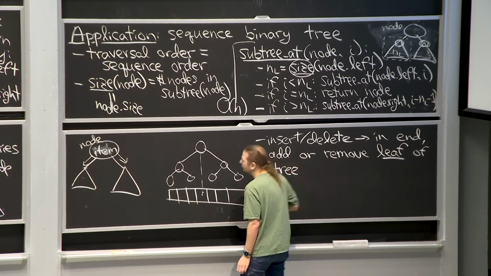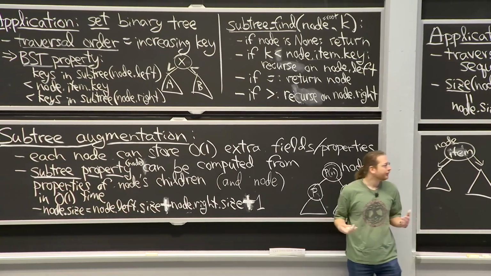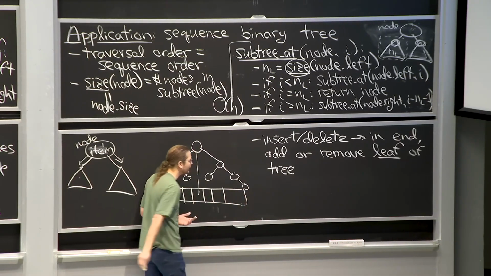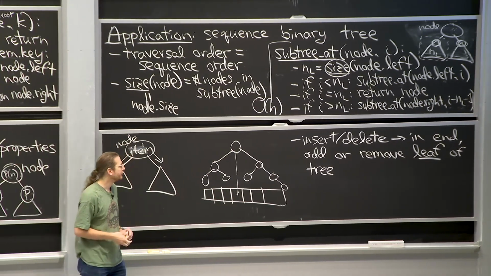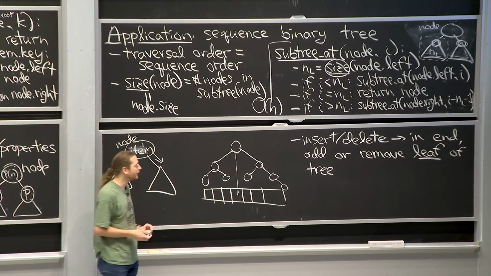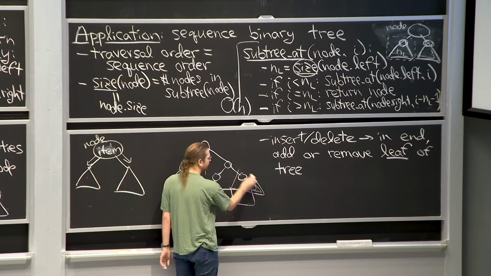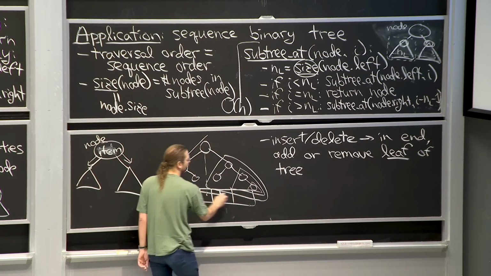Okay, remember, a leaf was a node with no children. So let's think about what happens if I add a new leaf in a tree. Here's a tree, suppose I add a leaf here. Which subtrees change? Well, which subtrees contain that node? It is its own new subtree. Then it's in its parent's subtree, its grandparent's subtree, and the overall subtree.